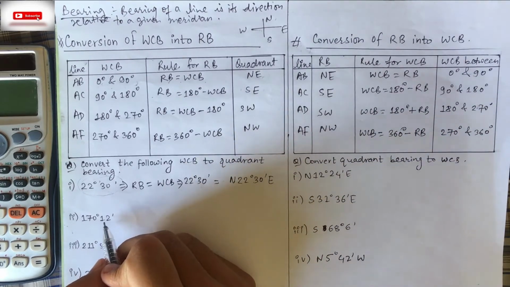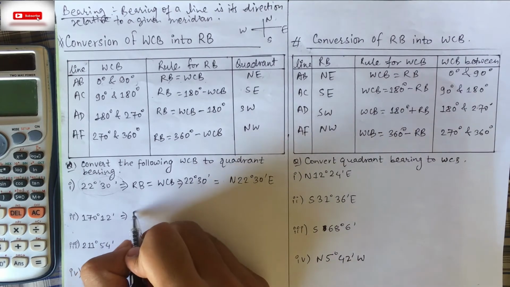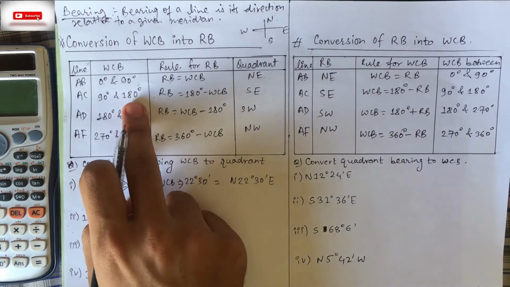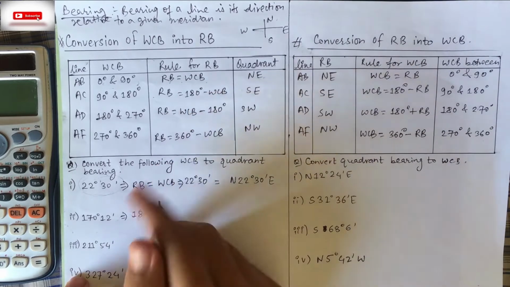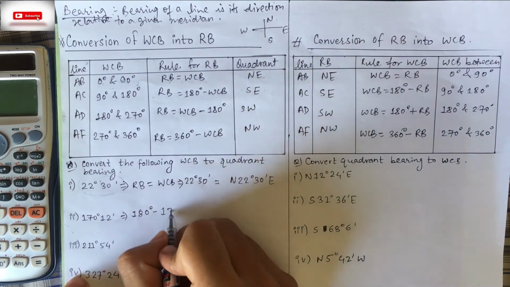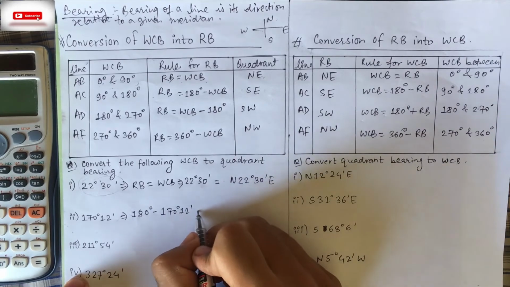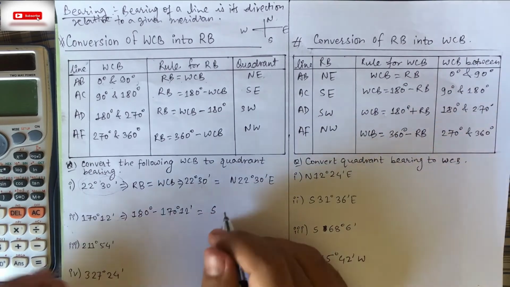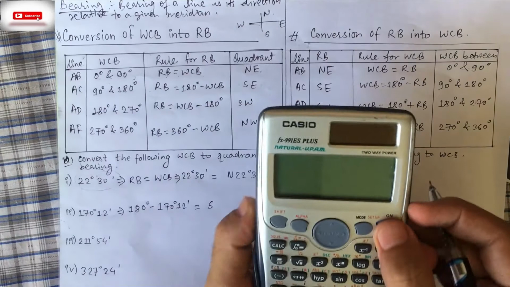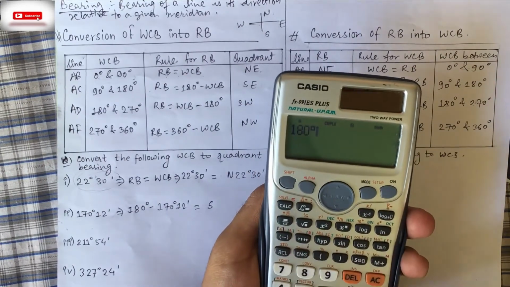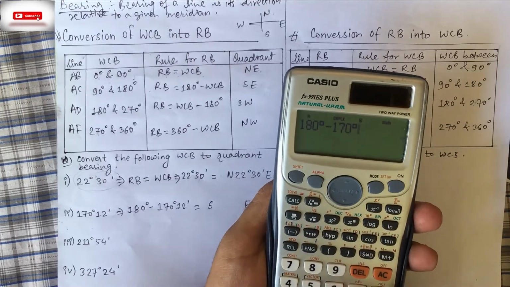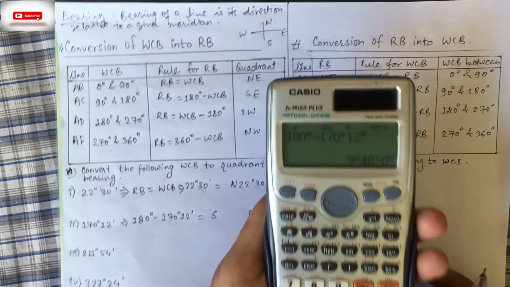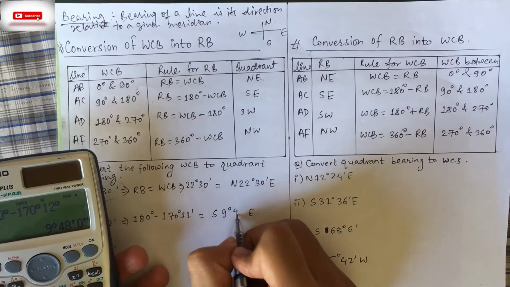Likewise for 170 degree 12 minute, it falls between 90 degree and 180 degree. So the formula is 180 degree minus WCB, where WCB is 170 degree 12 minute. So this will be southeast. So we'll write southeast. 180 degree minus 170 degree 12 minute, if we do this, it will be 9 degree 48 minute east.